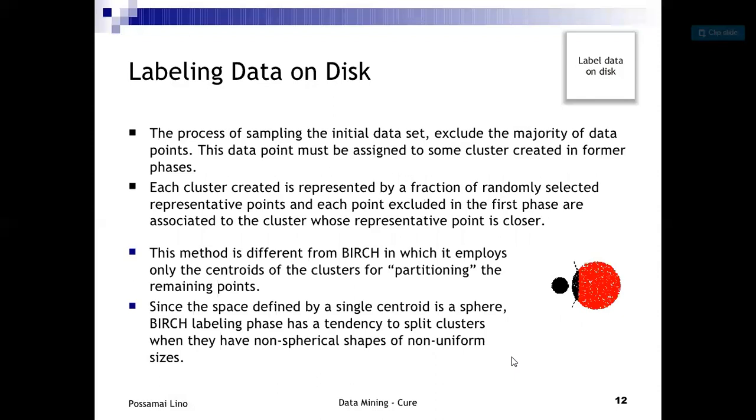This method is different from BIRCH, in which we use the centroid based approach. BIRCH-like algorithms consider data to be scattered in spherical shapes, and it normally splits the clusters which have non-spherical shapes. So it is not efficient at handling irregular shapes. I am talking about the BIRCH technique.